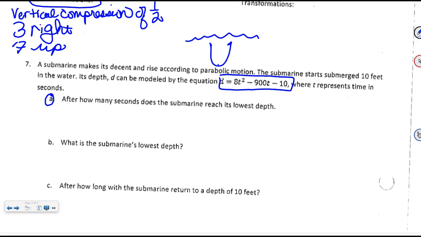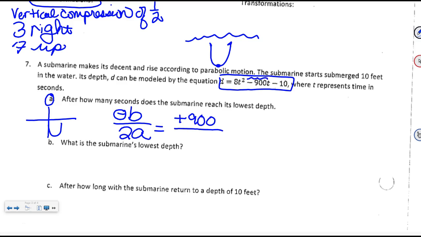These are always about the vertex. I need to figure out, if I were to graph that submarine, when did it reach its lowest depth? That's the vertex. And to do that, I do negative b over twice a. So I do negative 900. That's why I like to think of this negative as the opposite of b. Here's b. The opposite would be positive 900. So the opposite of b over 2 times a.